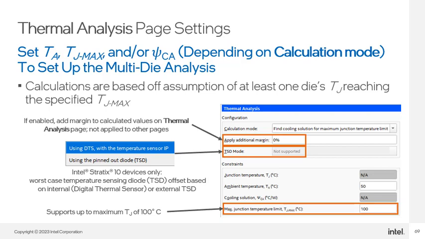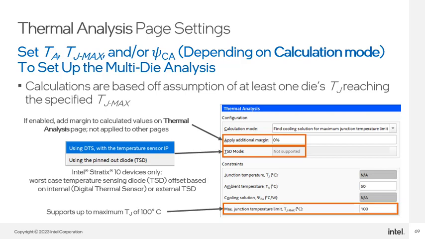Optionally, you can enable an added margin of up to 25% on the calculated values. Note that this margin only applies to the thermal values calculated on the thermal analysis page. The values on all other pages do not display this added margin.